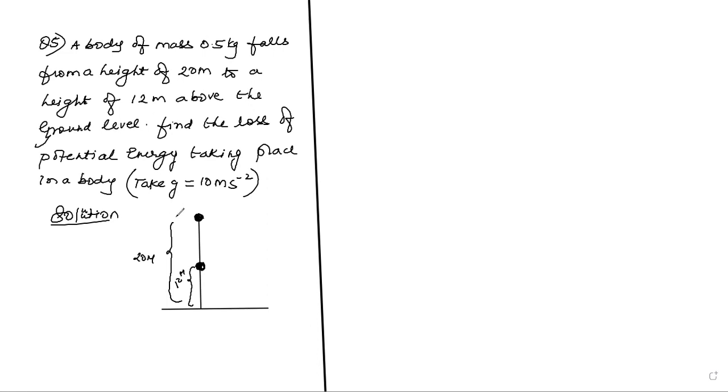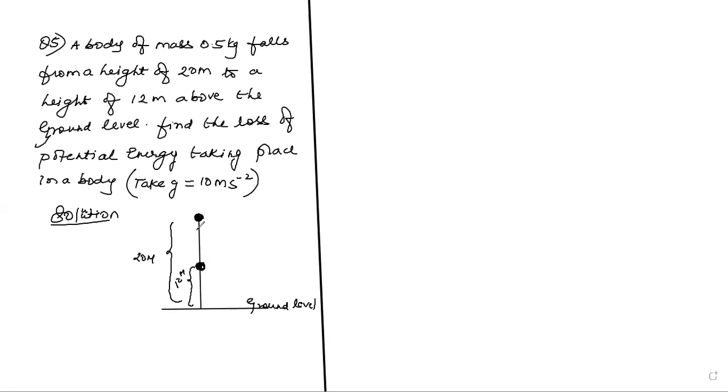That means the body was at a height of 20 meter above the ground. This is the ground level. When it was here, it had potential energy. Now when it is falling down, it has come to this position, which is 12 meter above the ground level. Still, it has potential energy, but less. Earlier, it had more. Now, it has less.